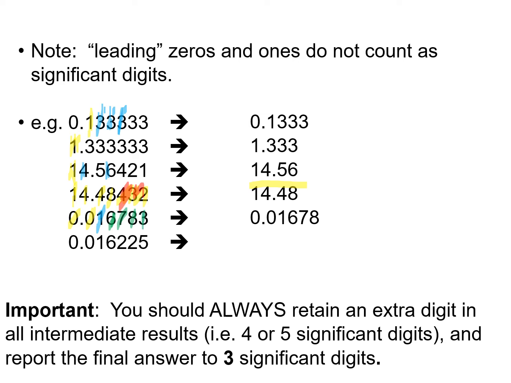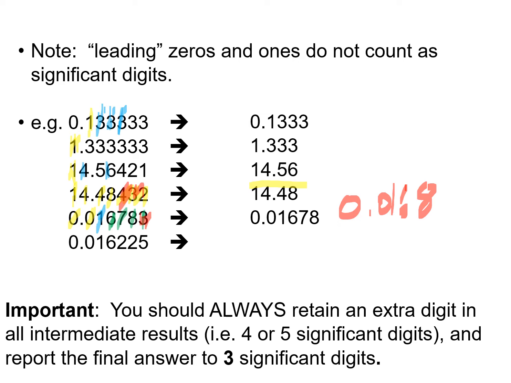We're just getting rid of the 3. Oops, that was supposed to be red. The 3 here. Okay, so we have 0.01678. If that 3 was a 5 or greater, it would be, I'll just write it out, it would be 0.0168. Hard to do on my laptop screen, but it would be 0.0168.